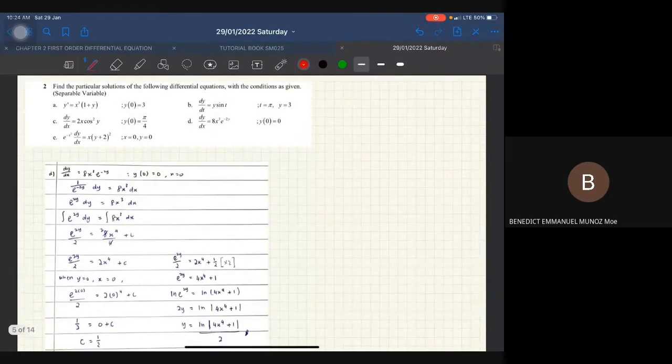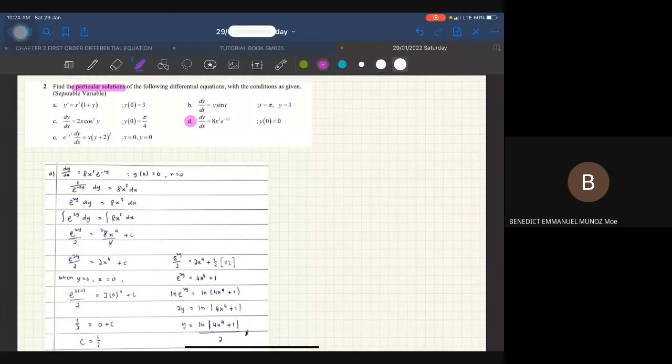Okay, so jom kita sambung this one. Nombor 2. Okay, so beza nombor 1 dengan nombor 2 is nombor 1 dia minta general solution. Number 2 dia minta kita cari particular solutions. Dia dah sebut dekat sini, particular solutions. Biasanya soalan dia akan sebutlah dia minta particular ataupun general solution. Kalau dia tak sebut, tak apa, tapi akan sebut. Okay, so let's take a look at the first question, 2B.